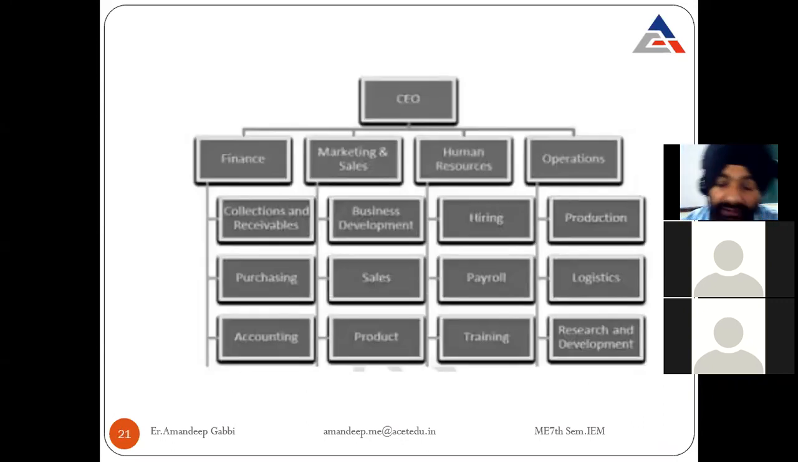The topmost position in this particular case is the CEO, Chief Executive Officer. It has four departments: finance, marketing, human resource, and operations. The work done by the finance department is collection and receivables, purchasing, and accounting, related to monetary things.